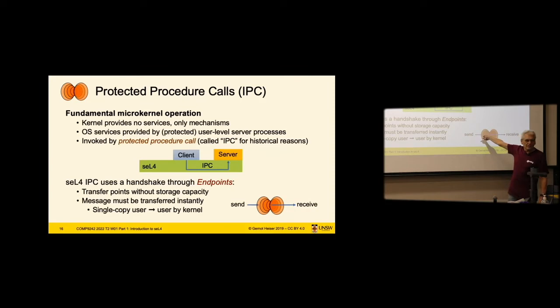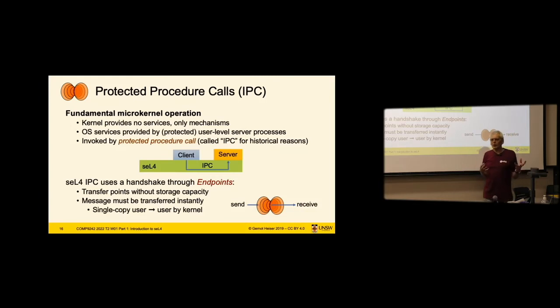through these endpoints. So in order to do this protected procedure call, the client invokes an endpoint capability, and as parameter passes arguments along that can then get delivered to the function that executes in the server context, and the server then returns. And the arguments are delivered by single copy, by basically the kernel directly passing them from the client to the server, from the caller to the callee. And so there's no buffering or anything involved.